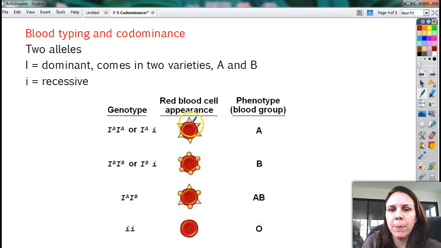Now, whatever blood type you have, you also have these things called antibodies, which I kind of think of as little Pac-Mans because they go around seeking and destroying things.